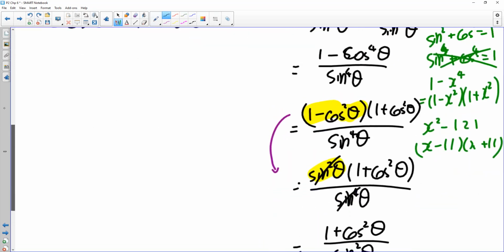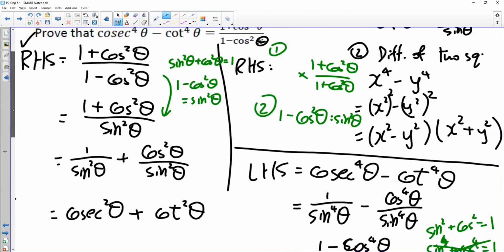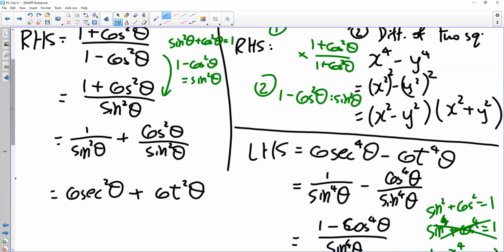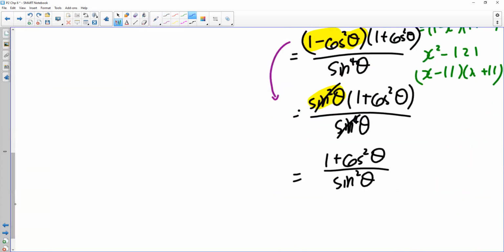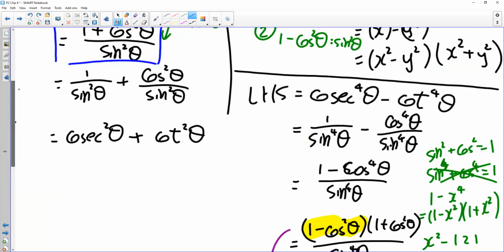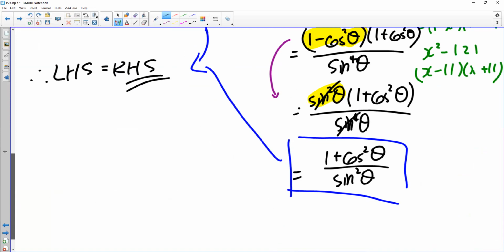Now, if we compare with the right-hand side, with all the things we've worked out, you can see that one of the steps matched. Can you see that? So that means we can use the result here and the result here. What it means is, therefore, the left-hand side equals the right-hand side. Proven. Okay, proven.